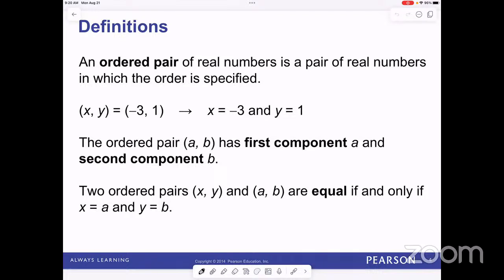So some definitions. We have an ordered pair of real numbers. It's a pair of real numbers in which the order is specified. So for instance, let's go with this.